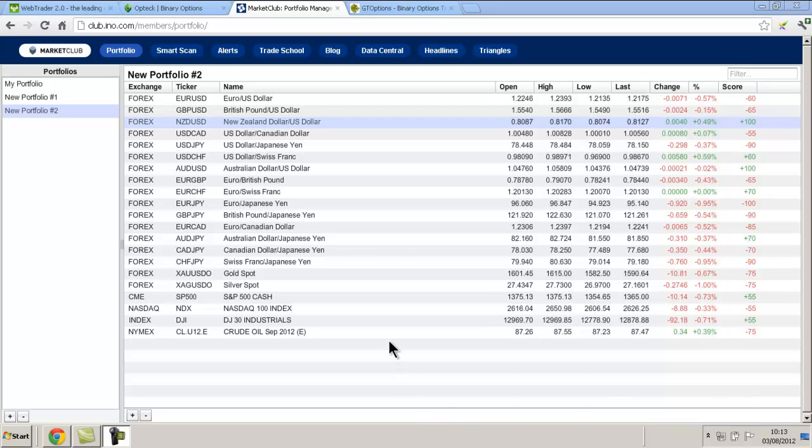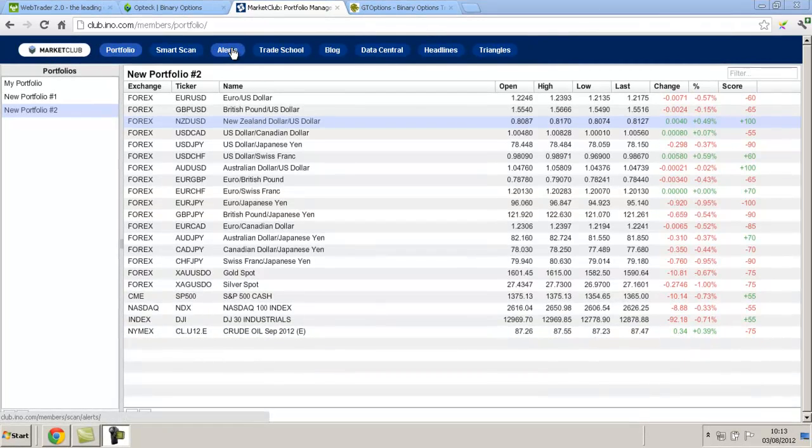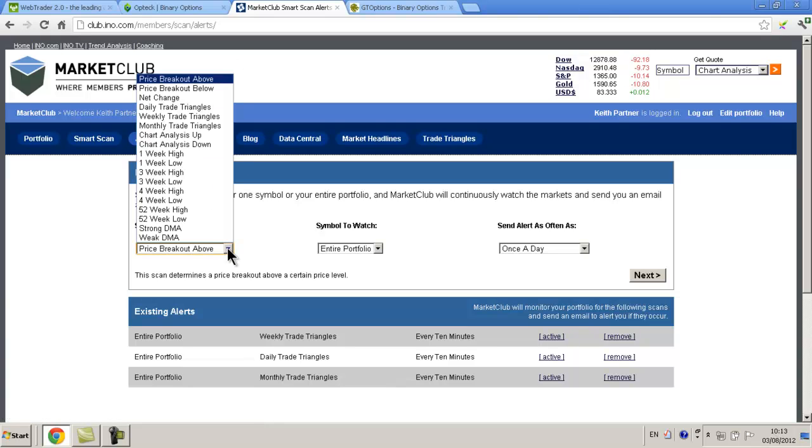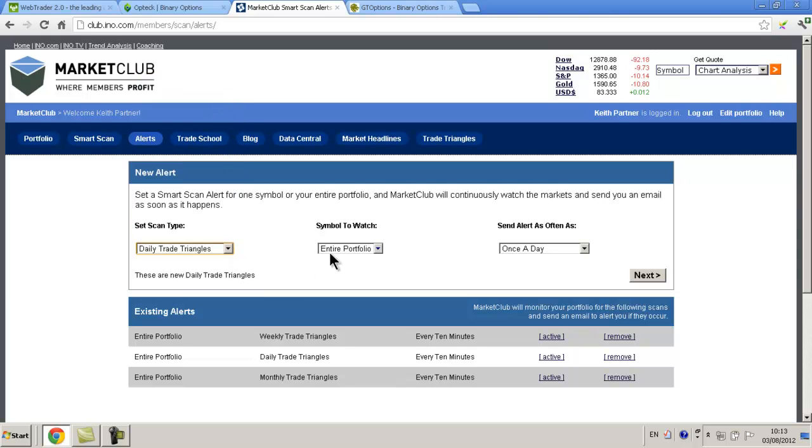Okay guys, so hopefully you've got your portfolio set up. The very first thing you want to do is come to alerts. If you click on that, we want to set up an alert which is going to send it to our email. Over here we're going to click the daily triangles for our entire portfolio, and every 10 minutes it's actually going to scan it.